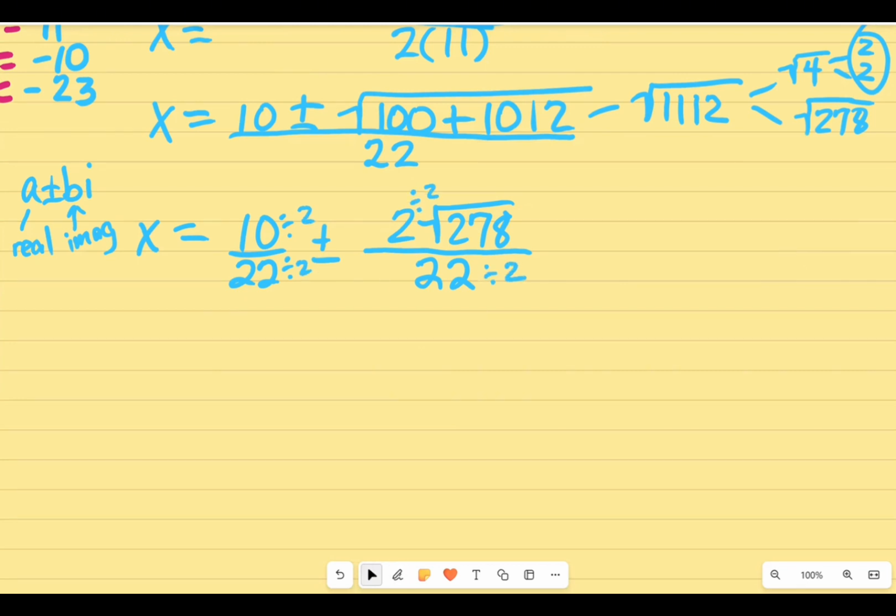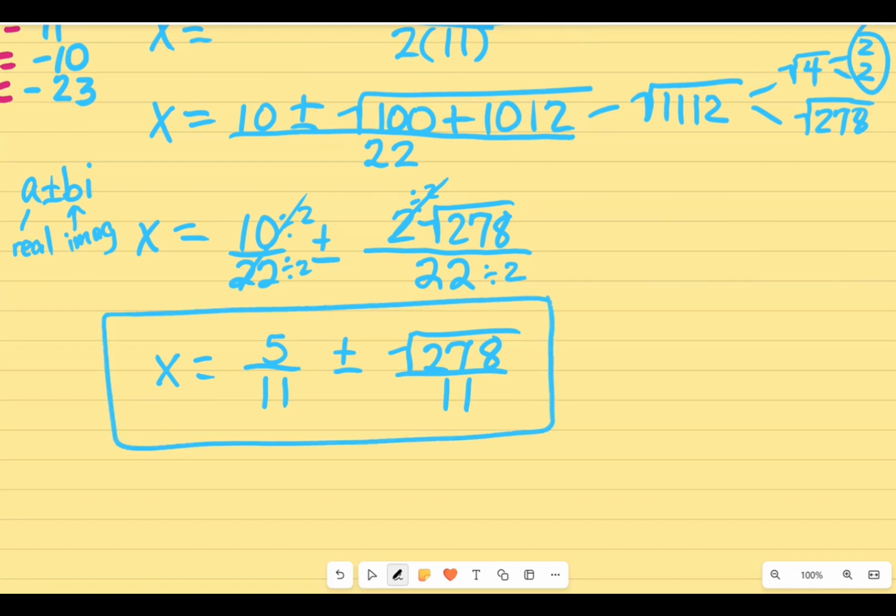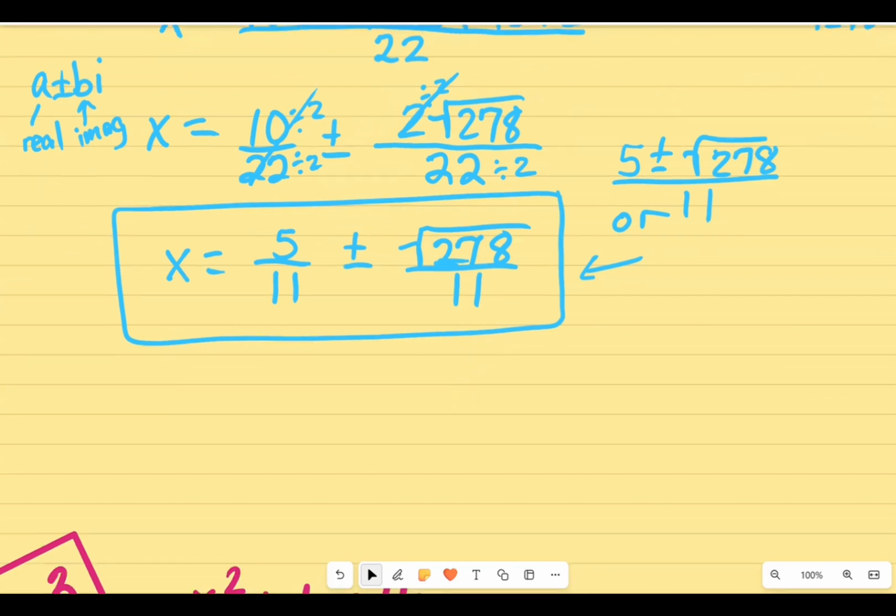So when I do that, this now becomes 5 over 11. So X is equal to plus or minus. Now the 2 divided by 2 just goes away, so I don't have to put a 1. It's understood that there's a 1 outside of that radical. And again, 22 divided by 2 is 11. And I'll notice I cannot simplify any further. This is the way I want you to write your answer. However, you will sometimes see it written as 5 plus or minus radical 278 all over 11. That's acceptable as well. I just prefer this way. It is clear it's in this form.